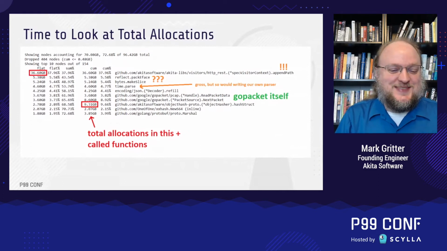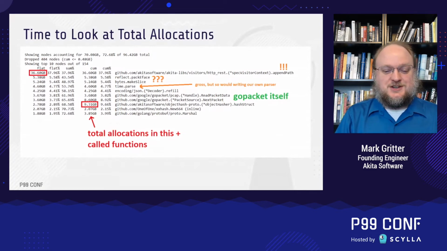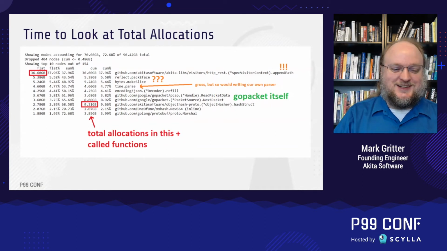still grosses me out. The cumulative column shows allocations for this function and all its called functions, and that reveals another hotspot. Our object hasher, which I'll talk about later, is allocating quite a lot of memory, more than Go packet itself. We want the memory allocation to be mainly Go packet. We're watching network traffic. We want most of our allocations to be that network traffic, rather than all this overhead.